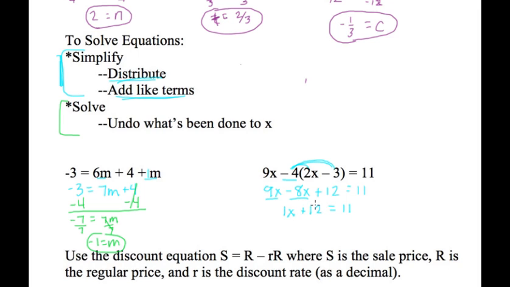Now that I have my expression simplified, I can solve the equation. Undo what's been done to the x. Subtract 12, both sides. 1x equals negative 1. And you can either divide both sides by 1, which won't change it, so the answer is x equals negative 1. The stuff down here with the discount prices of the luggage, we are going to do in class.